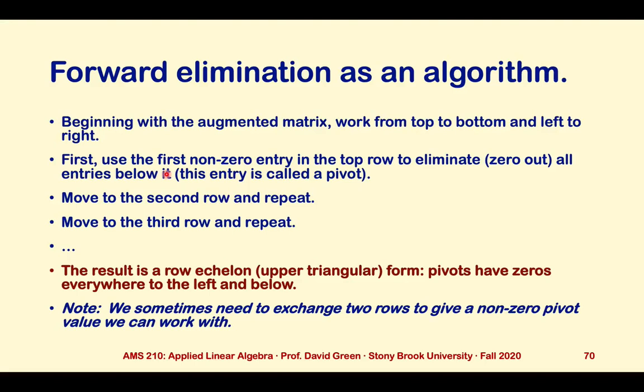I'm not going to spend a lot of time on this formal definition, but I do want to demonstrate how it works. Right? Remember, this was our general framework. We begin with the augmented matrix. We're going to work from top to bottom, left to right. And in each step, we're going to use the first non-zero entry as a pivot to eliminate things below, move to the second row, repeat that, and so on, until we get to our row echelon form or upper triangular form, with a caveat that sometimes we need to do a row exchange.